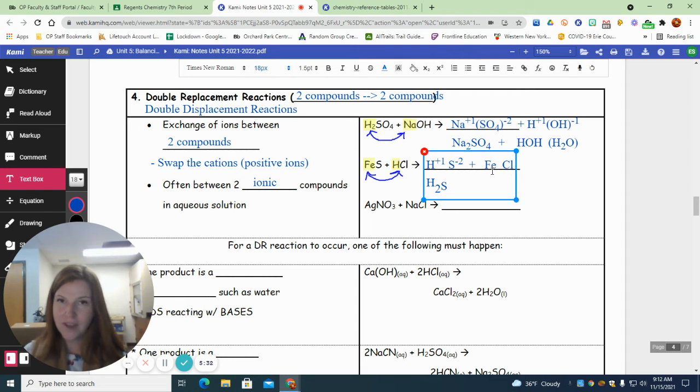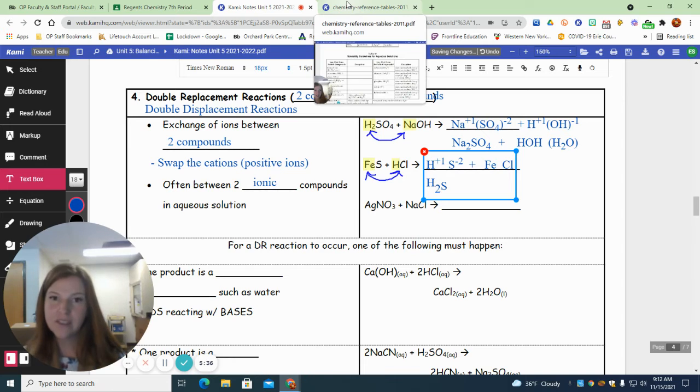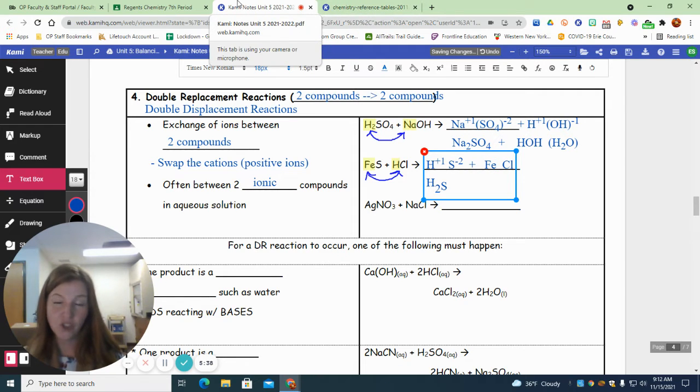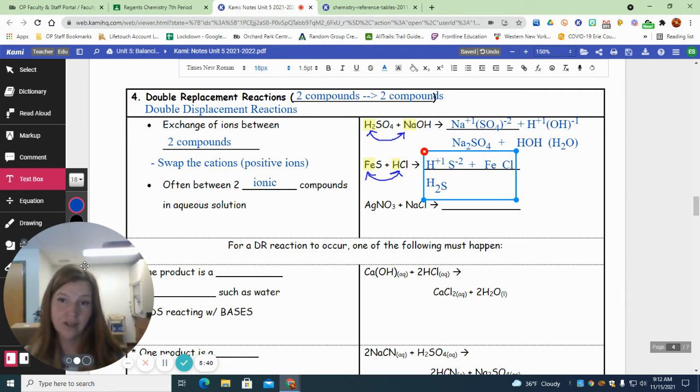So the charge on the Fe, when you look at Fe on the periodic table, what you see is that iron can be either a +2 or a +3. So which iron am I using? Well, you have to figure out which iron was in the original compound. I know the sulfur was -2. So to balance that out in this original compound over here, FeS, this iron had to be +2. So there you go, +2.